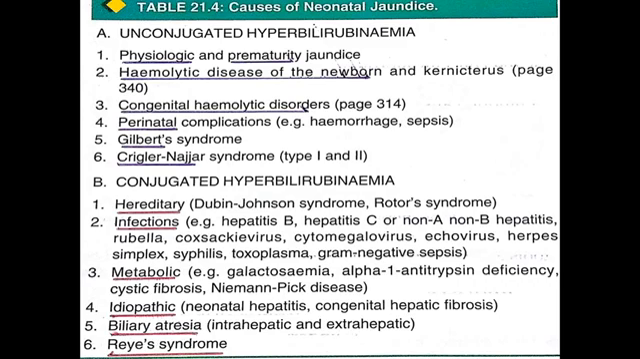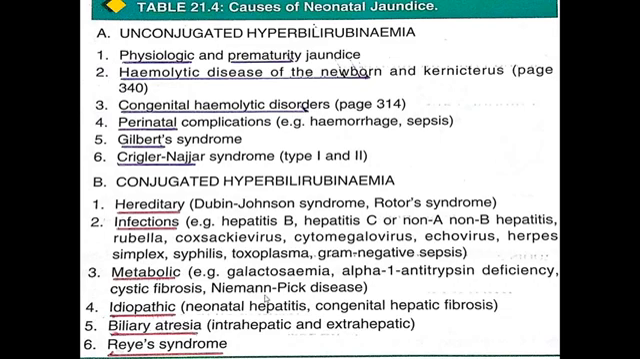These are the various causes of neonatal jaundice. Most commonly, it is unconjugated hyperbilirubinemia, and some other causes are conjugated. For unconjugated, it may be physiological jaundice, hemolytic disease of the newborn, congenital hemolytic disorder, some perinatal complications, and these two: Gilbert syndrome and Crigler-Najjar syndromes. In conjugated hyperbilirubinemia, hereditary causes are Dubin-Johnson syndrome and Rotor syndrome, and due to infection: hepatitis B, C, rubella, etc.